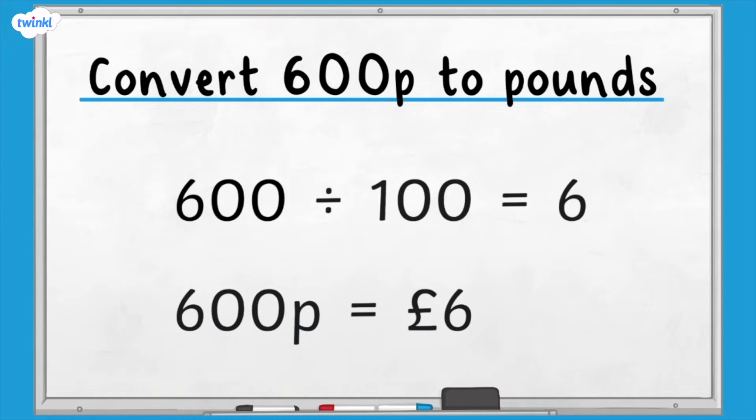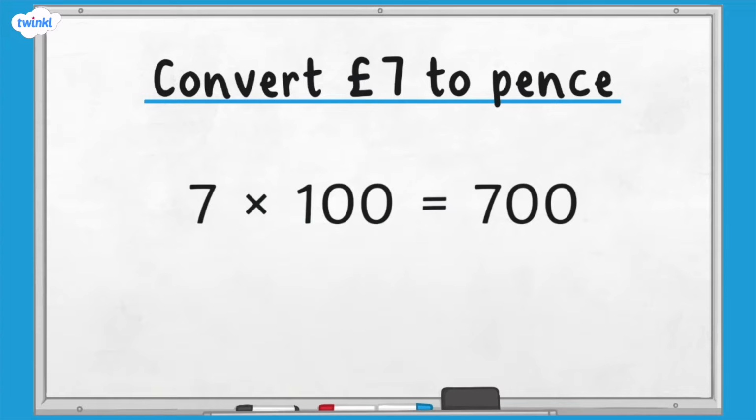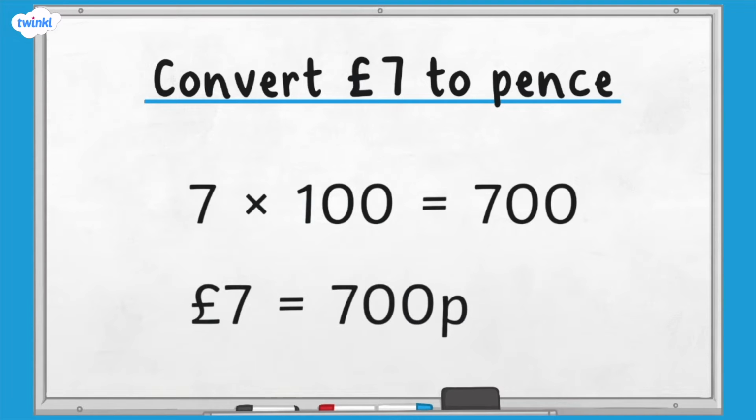To convert pounds to pence, we simply multiply the value in pounds by 100. For example, to convert £7 to pence, we would multiply 7 by 100, which equals 700 pence. £7 is equal to 700 pence.